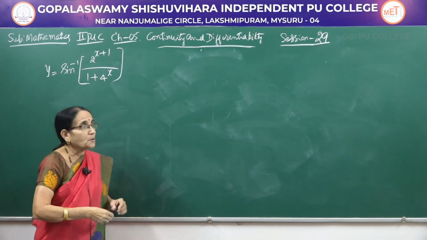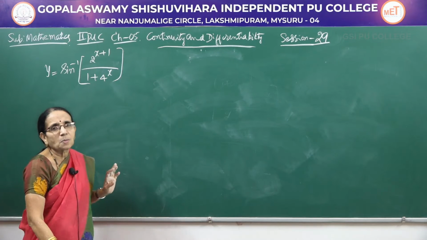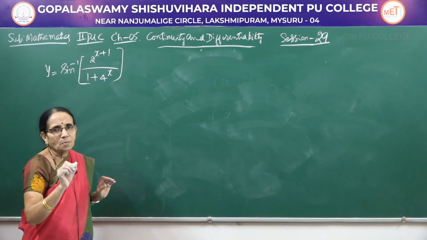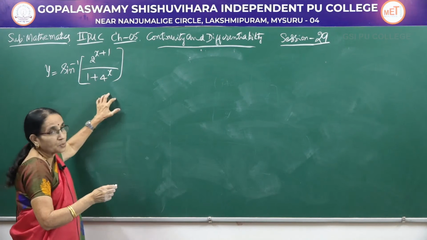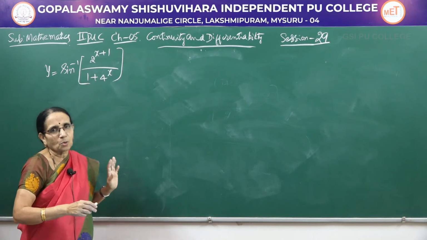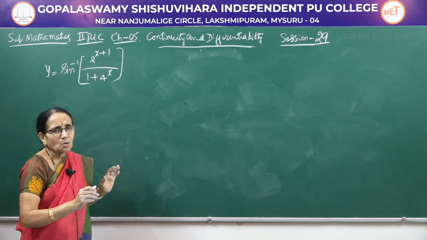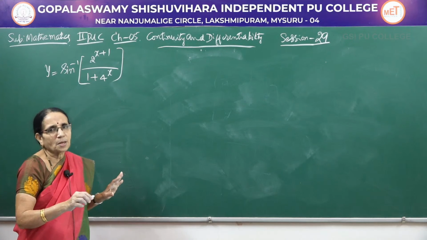If you cannot do any simplification, for sin inverse, what is the formula? 1 over root of 1 minus x square. That means 1 over root of 1 minus square of this one. Again it is in the form of a quotient. You have to apply the quotient rule. So, the differentiation will be a little bit complicated.